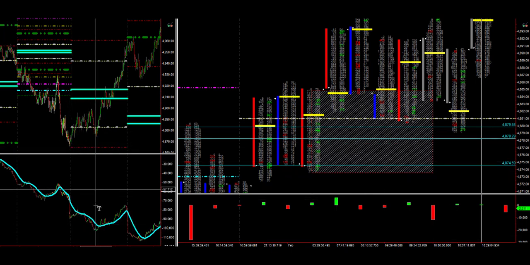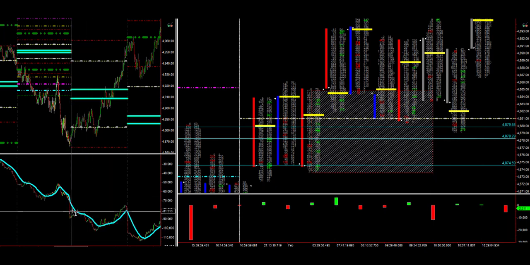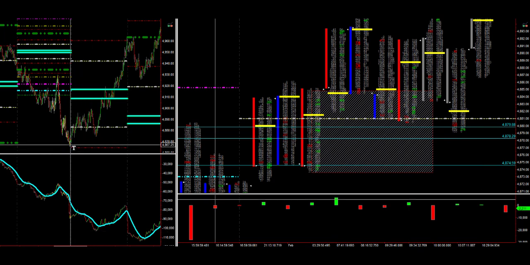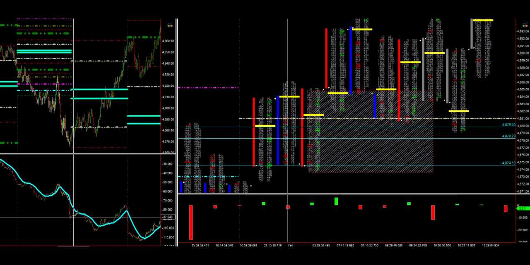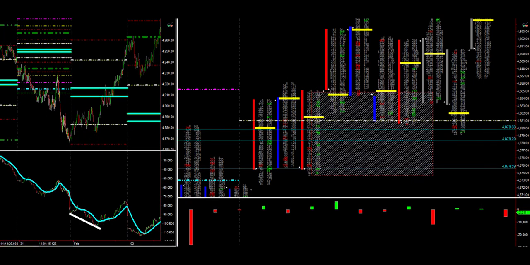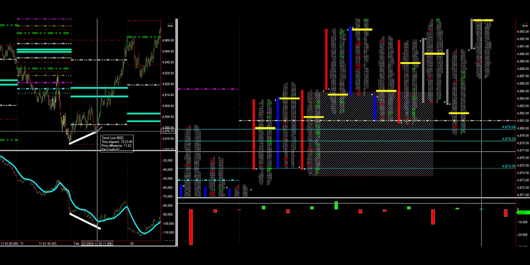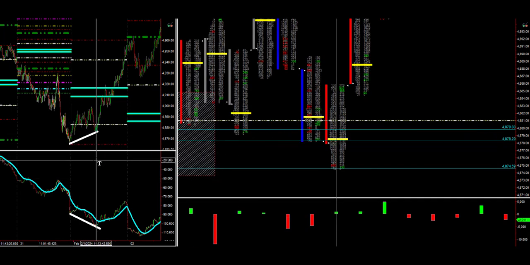Price is going higher, higher. Sellers are trying to be there, but it's inverse divergence. You can just see it here, lower, lower here. So this is inverse divergence.